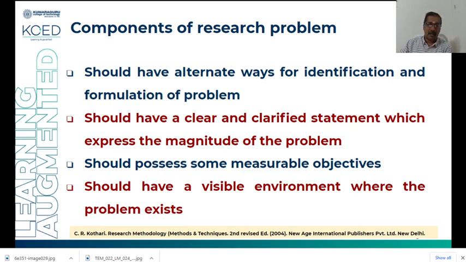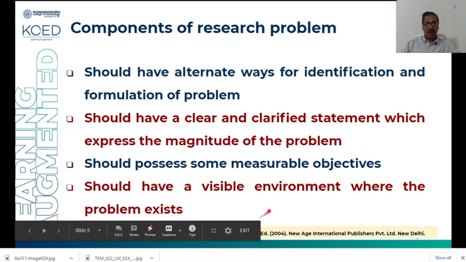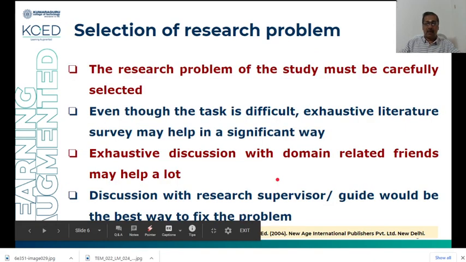You can take the food industry, you can take defense, environment, healthcare, whatever be the industry. You have to exactly fix where the problem exists. Very simple. At what stage? Stage 1, stage 2, stage 3, stage 4, where exactly your problem exists. So now these are all the components of a research problem.